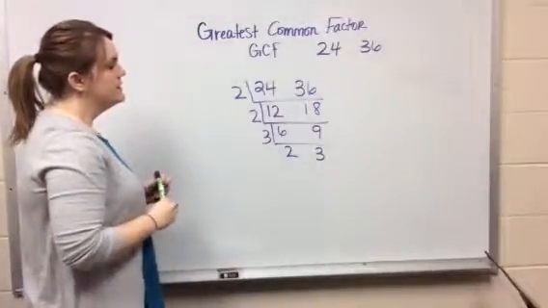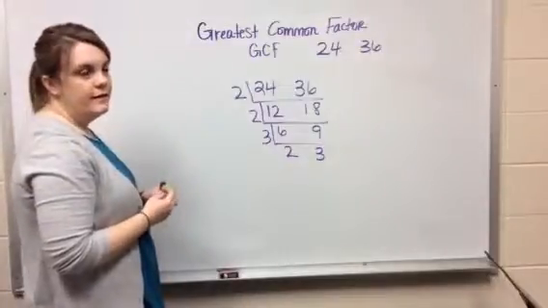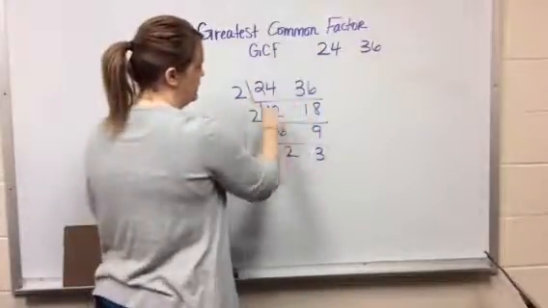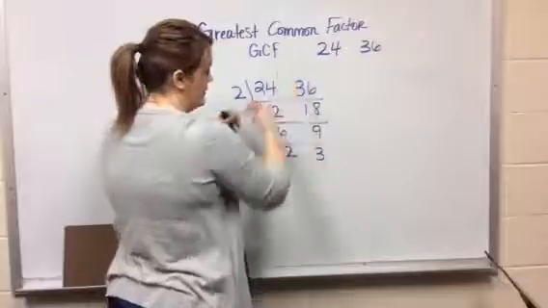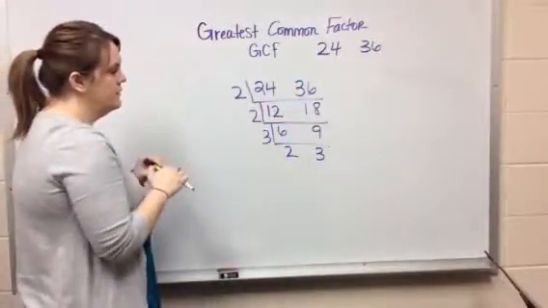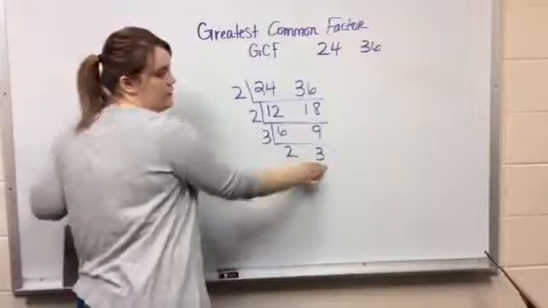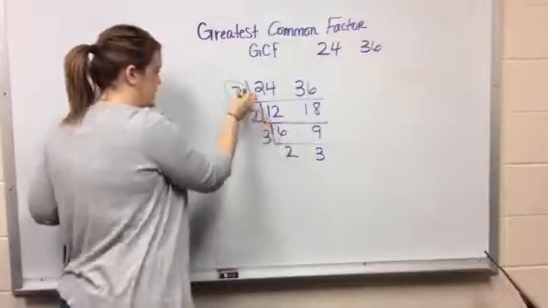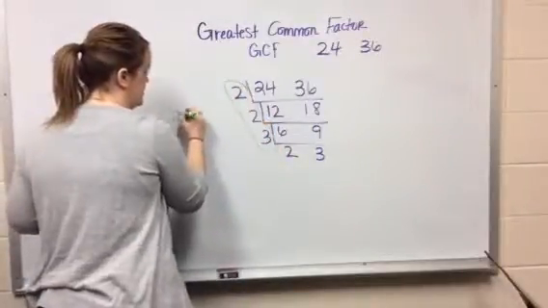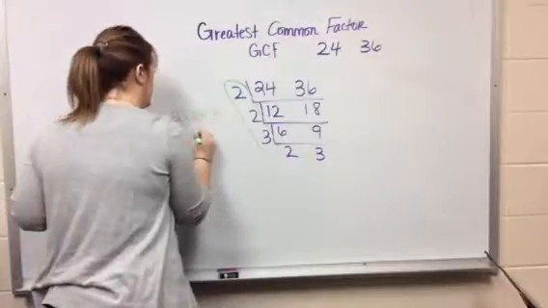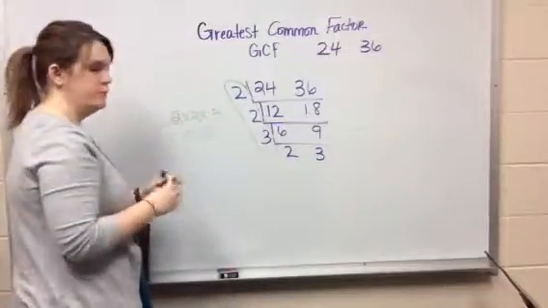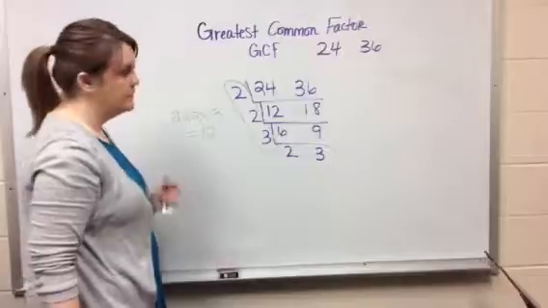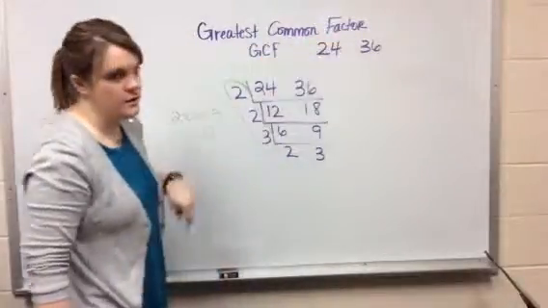This is called the L method or the ladder method or the birthday cake, because if you flip this, it's upside down, but it kind of looks like a layered cake or like a ladder that you're climbing up. Now what I'm going to do is look at these numbers going down. I'm going to ignore these 2 on the bottom. I'm just going to multiply those numbers going down together. 2 times 2 times 3 equals 12. So 12 is my greatest common factor of 24 and 36. The biggest factor that they have in common.